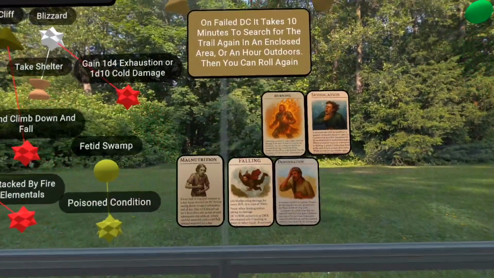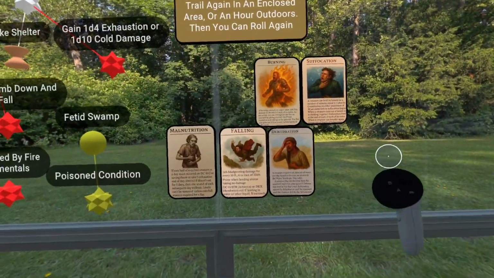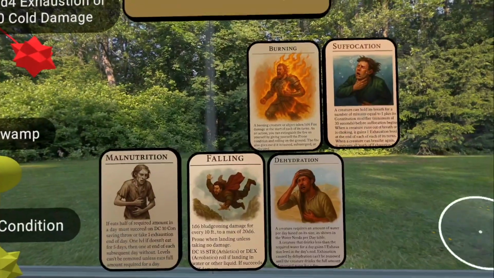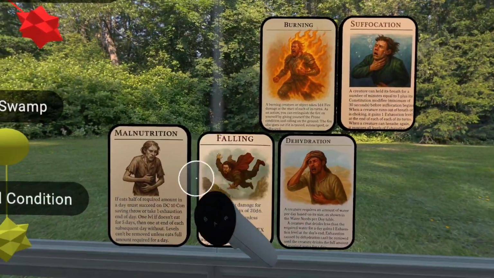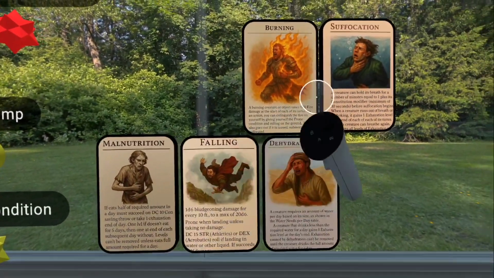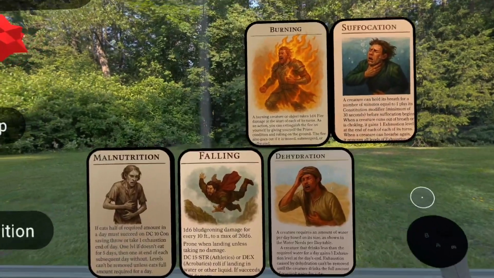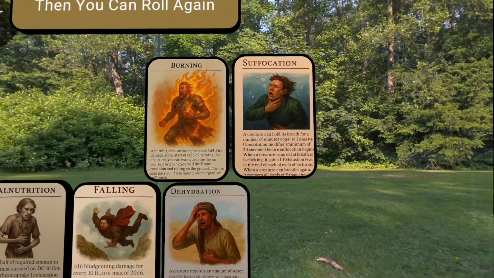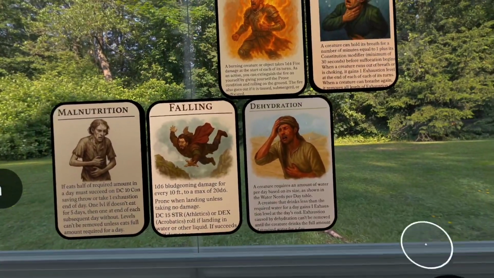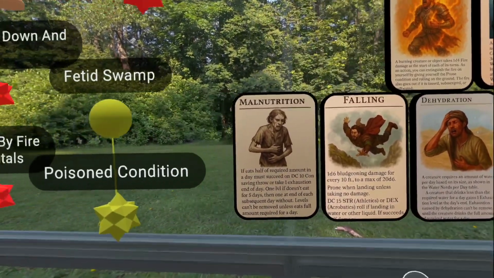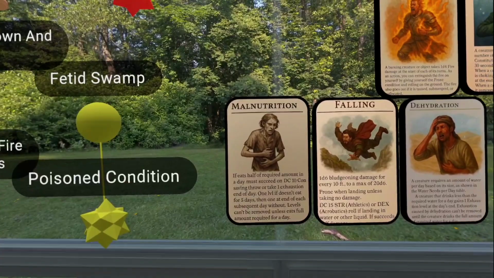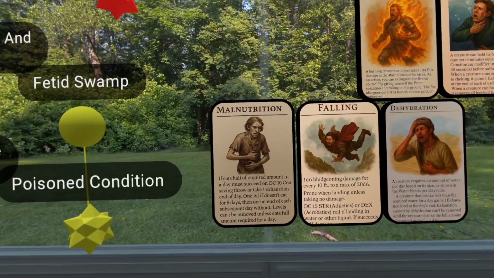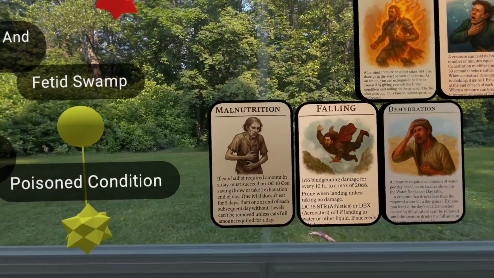Now, these down here are hazards. So these are the main hazards that you can encounter in Dungeons and Dragons when you're exploring. So burning, I won't read that out to you. Suffocation, dehydration, falling, malnutrition. These are different mechanics that affect you during exploration.